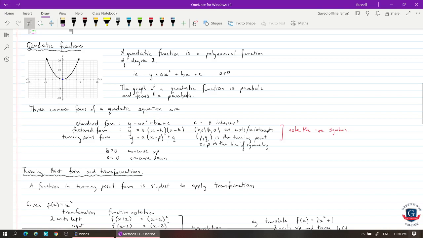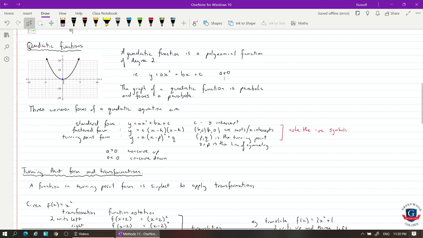Something to note is that when a is greater than 0, the graph is concave up, it's like a bowl. And when a is less than 0, it's concave down, and it would have been this way, like an upside down bowl. With factored form, h and k represent the x coordinates where it either touches or crosses the x-axis.